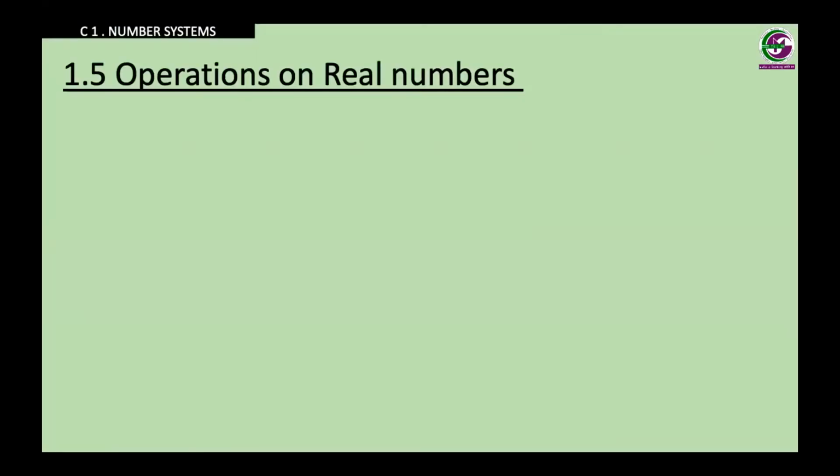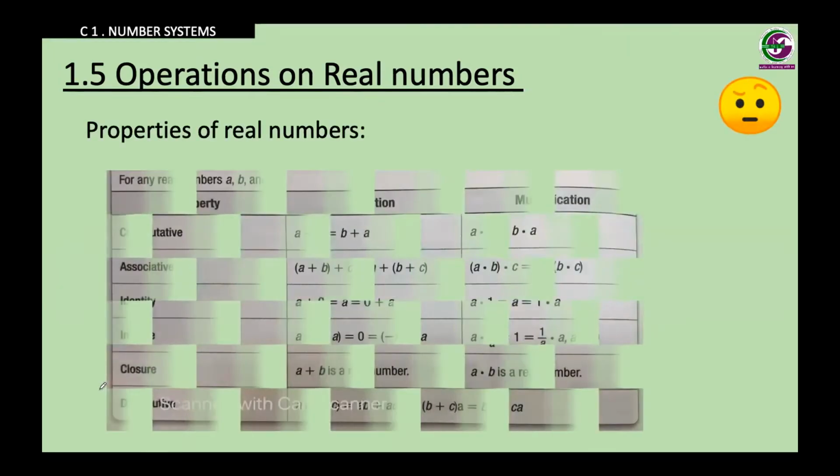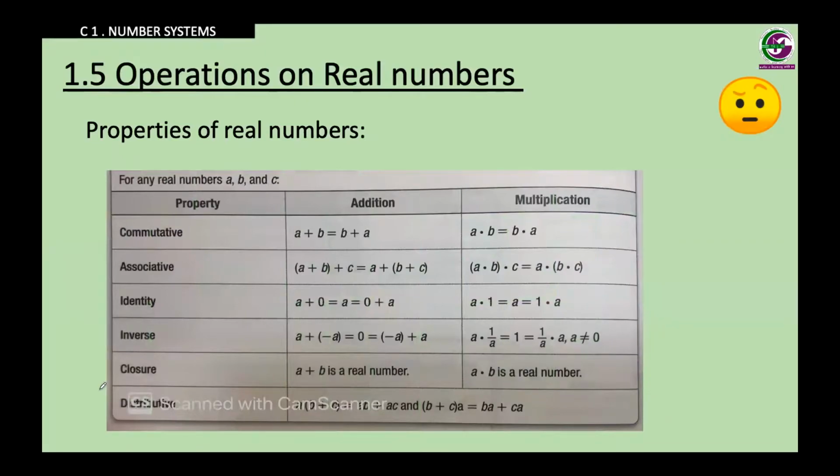Let's move on to our new lesson, which is operations on real numbers. So you know that this is about addition, subtraction, multiplication, and division of rational numbers and irrational numbers. First, let us look into the properties of real numbers. In smaller classes, you have come across these words.